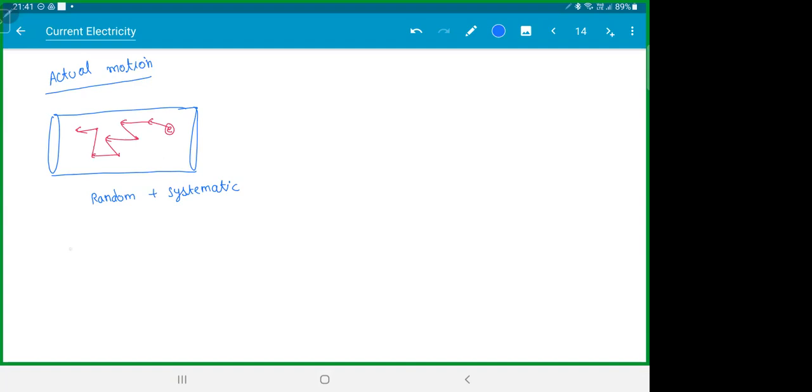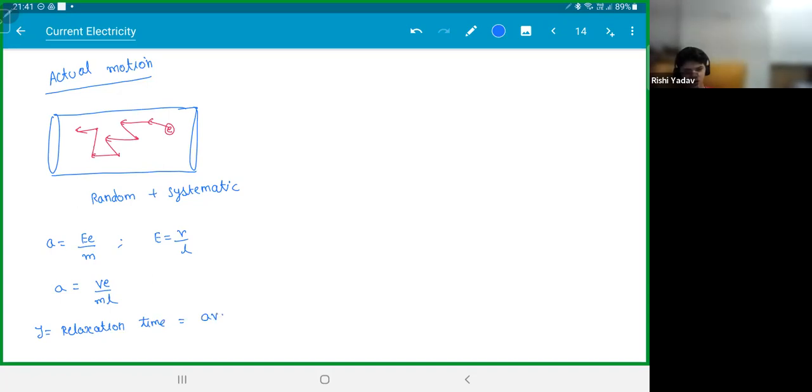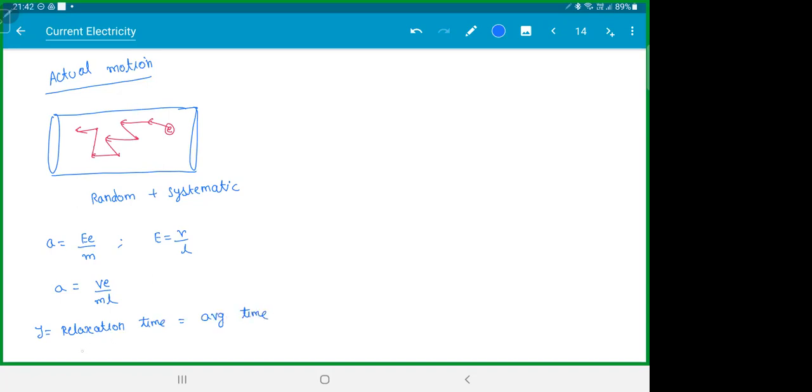If you try to find the acceleration, it will be the field into charge by mass m. We know E is equal to V by L, and from here we can substitute, this ends up to be eV by mL. This is the acceleration of the electron. We define something called tau. We have done this in KTG. Anyone remembers what is relaxation time? The average time interval between two consecutive collisions.